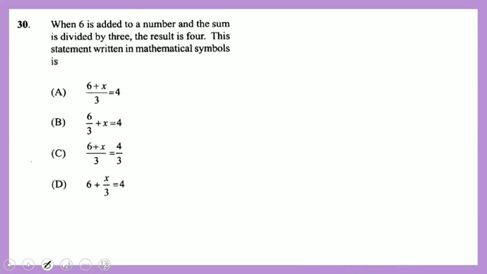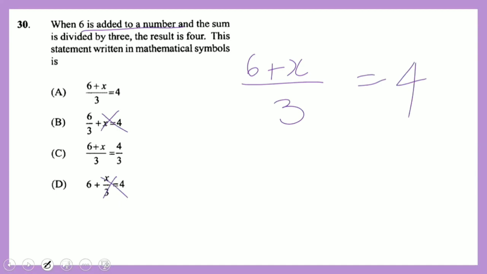Number 30, finally, when 6 is added to a number and the sum is divided by 3, the result is 4. 6 is added to a number, and that result altogether is divided by 3. So that tells us that this is incorrect, and this is also incorrect. The total result of 6 plus x must be divided by 3. The result is 4. And we are done. We're told to write it using mathematical symbols. You're not supposed to figure out what x is, doesn't matter.